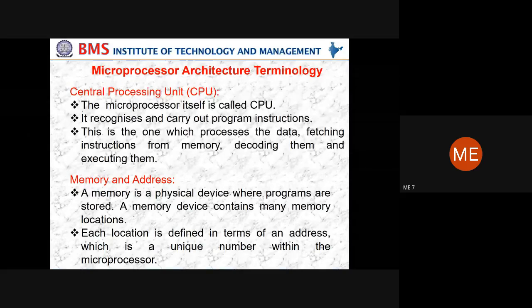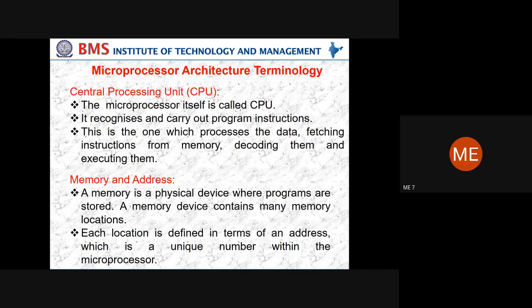In the previous section, you broadly write the components of the microprocessor. Now you are going to discuss them in detail, one by one. The first one is the central processing unit, that is the CPU. Basically, as we understood, the CPU is the processing element.